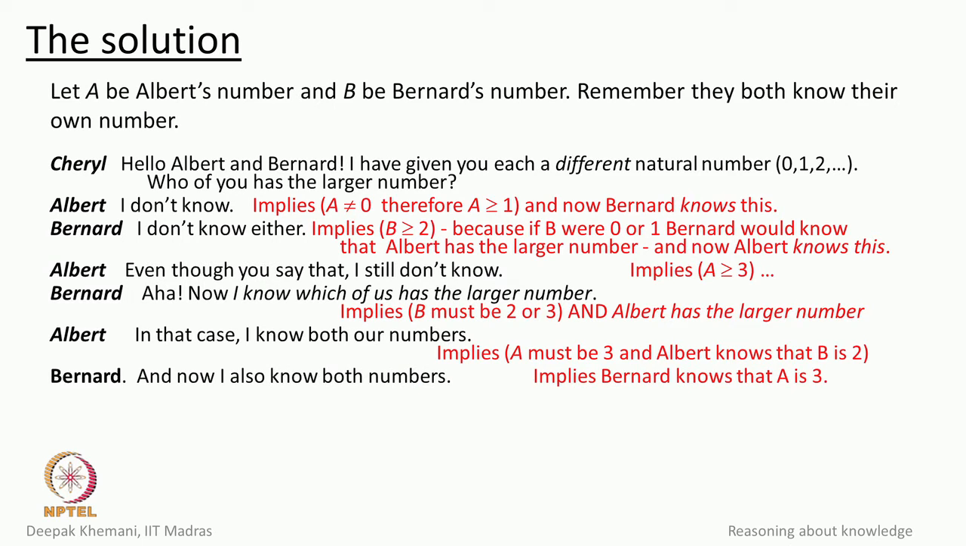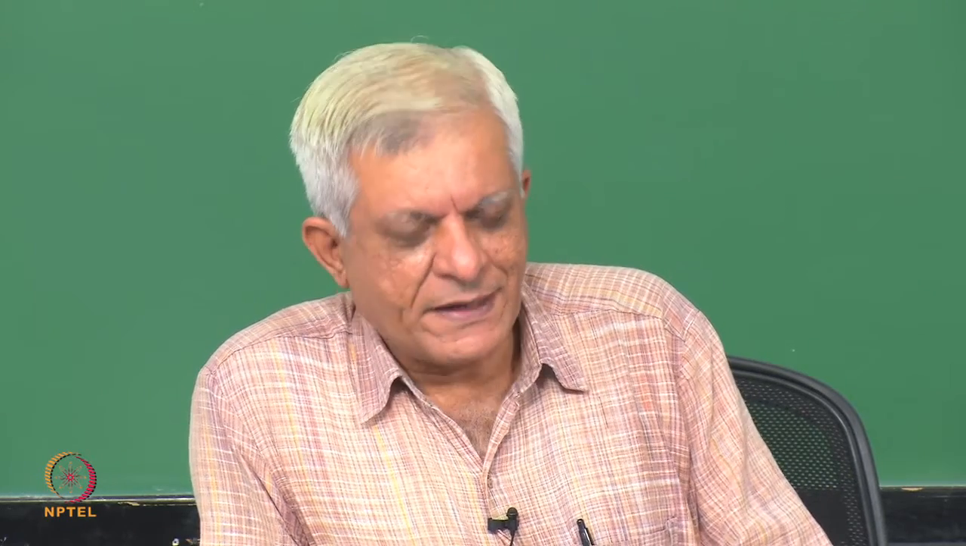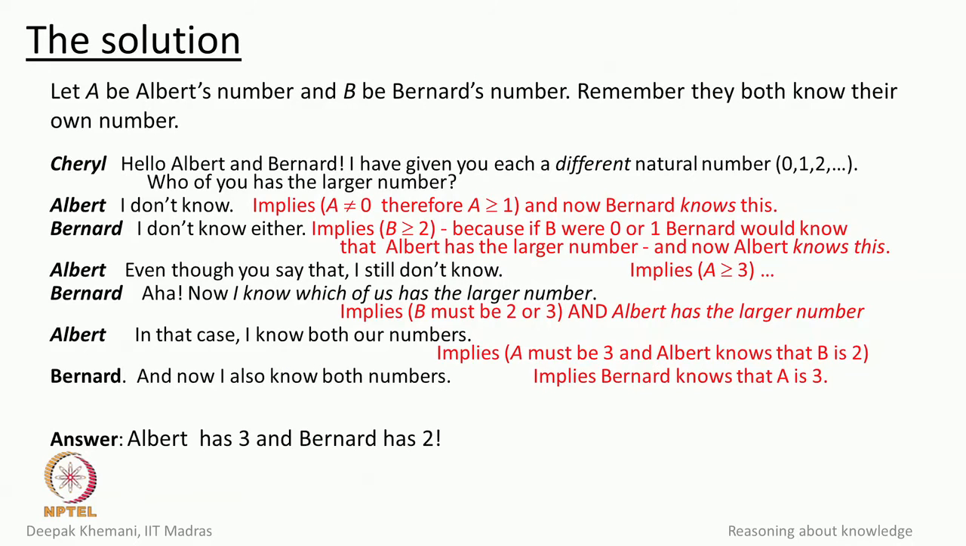and therefore Albert could figure out that Bernard has 2. And at that point Bernard also figures out that Albert has 3. So, at the end of this conversation both of them know what the two numbers are, and so the answer is Albert has 3 and Bernard has 2.